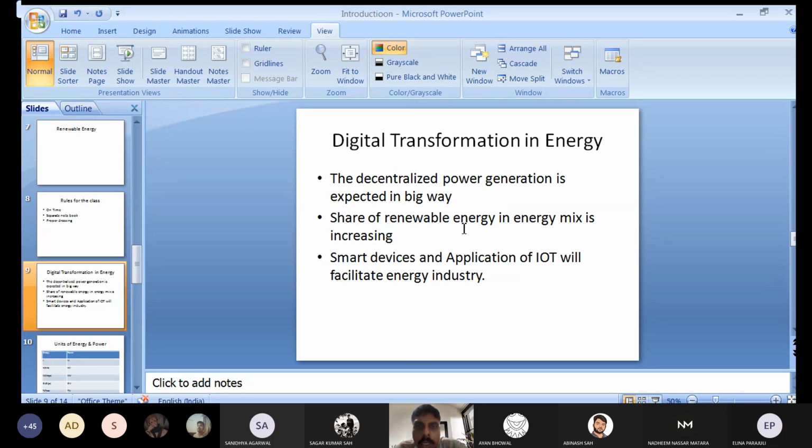So what is happening now is a digital transformation in energy. Have you studied digital transformation in any other sector?